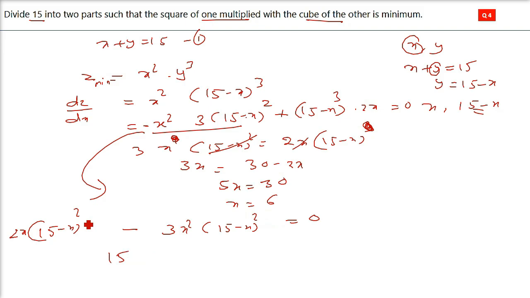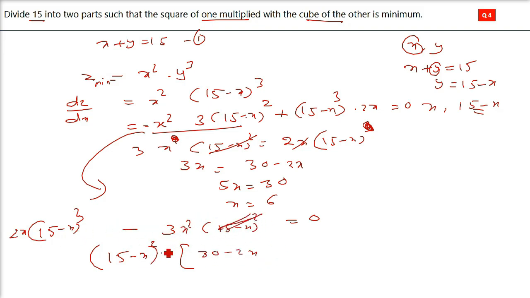Now I'm taking 15 minus x common. When I take 15 minus x common, I'm pretty sure that x equals 15 will be one of the critical points. I'm taking x outside, that will be x. So x equals 0 is another critical point. And what is left inside? Whatever is left inside is what we have already done.